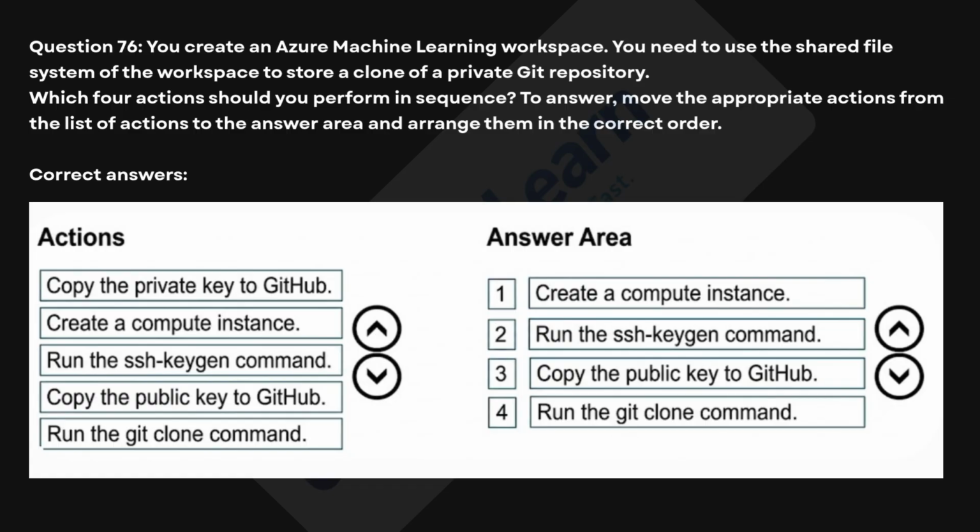3. Copy the public key to GitHub. Step 3. Take the generated public key, .pub, and add it to your GitHub account settings under SSH keys so GitHub can authenticate your compute instance's connection. 4. Run the git clone command. Step 4. Finally, use the git clone command via SSH to clone the private repository directly onto the shared workspace file system.